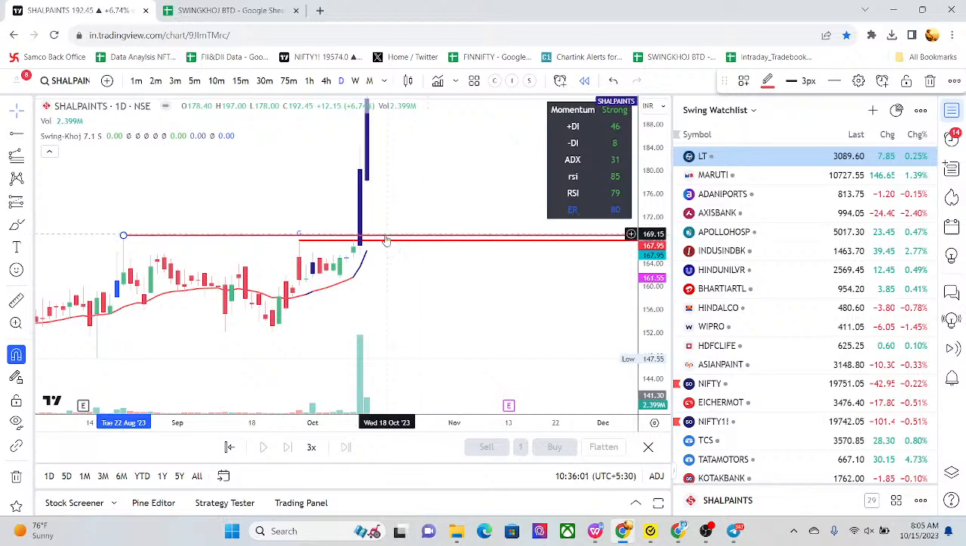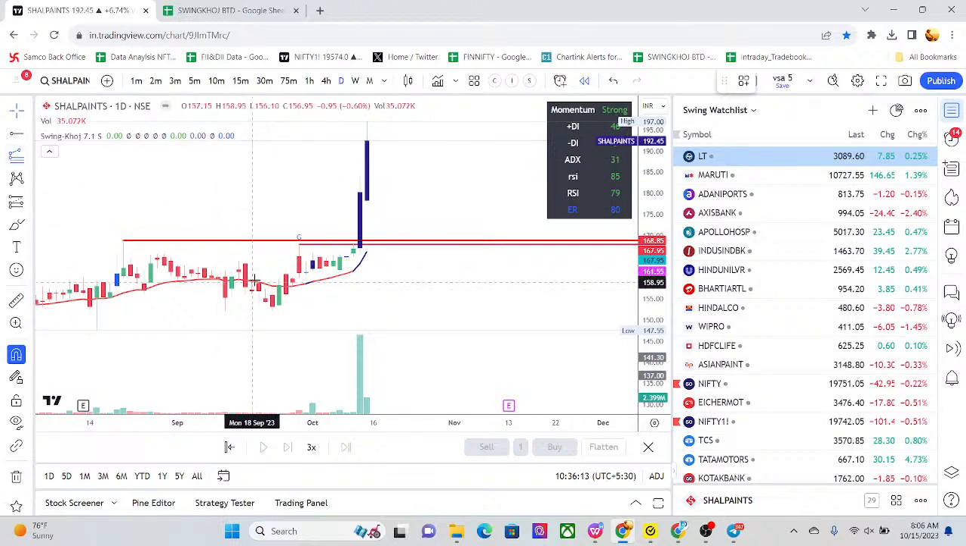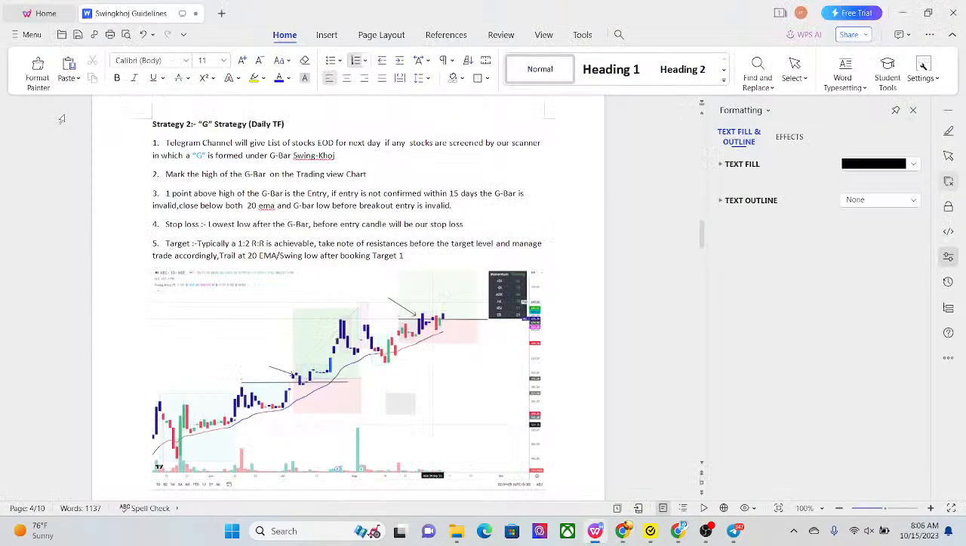So you can see here 1 point above this G bar we're going to buy, and boy, this is amazing. In 2 days, target done. Maybe in 1 day. So stop loss here we can see what are the guidelines. Mark the high of the G bar on TradingView. 1 point above the high of the G bar is the entry. If entry is not confirmed within 15 days, the G bar is invalid.